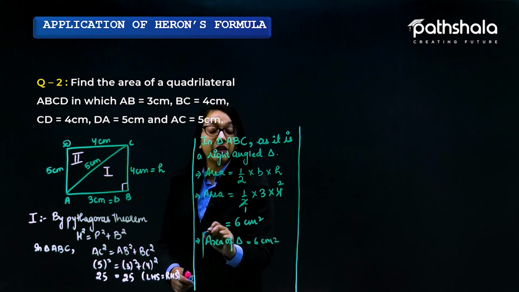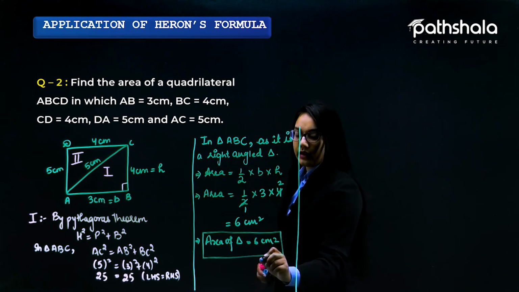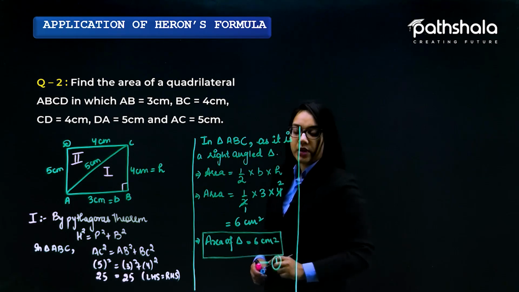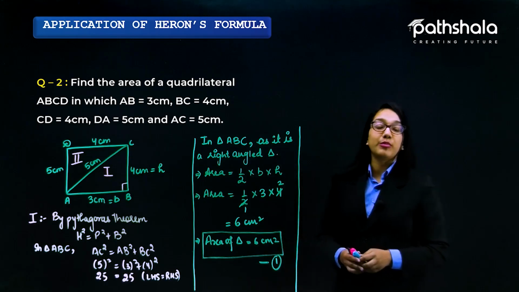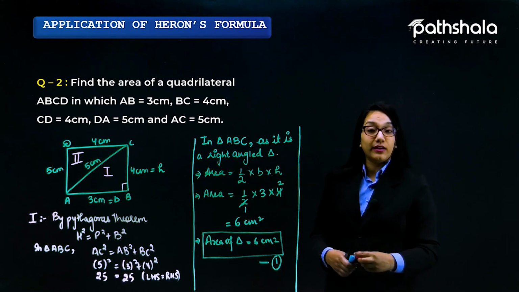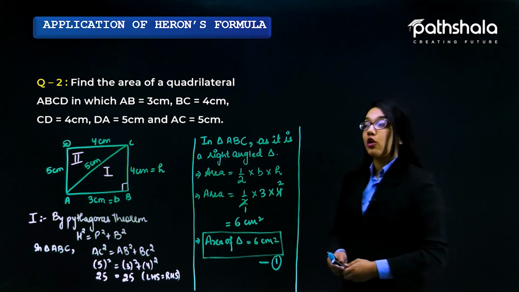So let us suppose I'm putting it in a box, rather than a bracket, and I'm calling this 1. This is the area of the triangle for the very first triangle, ABC, which was a right angle triangle, as we have seen using the Pythagoras theorem. Now let's talk about the second one.